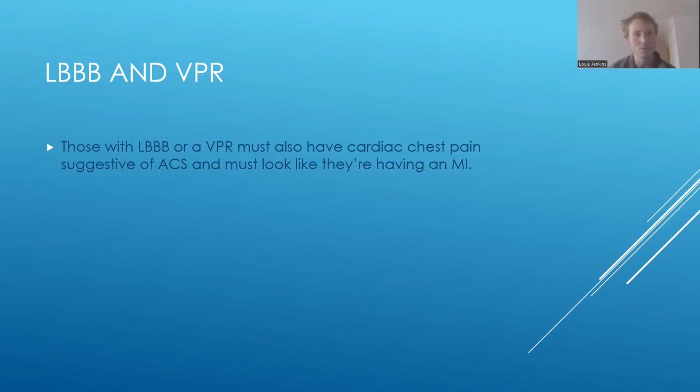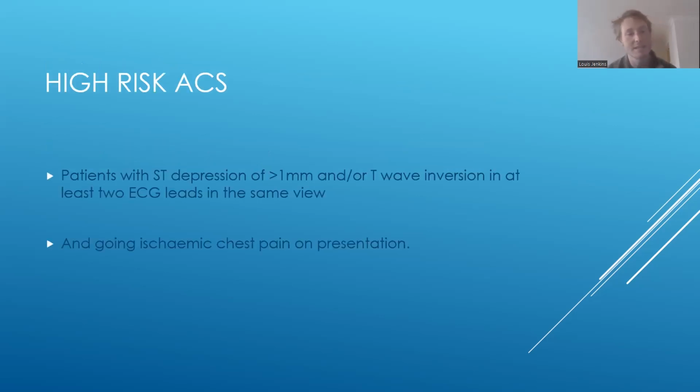But I think that whole concept of looking like they're having an MI still rings a little vague, and we're going to get into it a little bit later on with some other ways that we might be able to determine if these patients are infarcting or not. But that's the guideline. And then high-risk ACS. So high-risk ACS hopefully covers everything else.